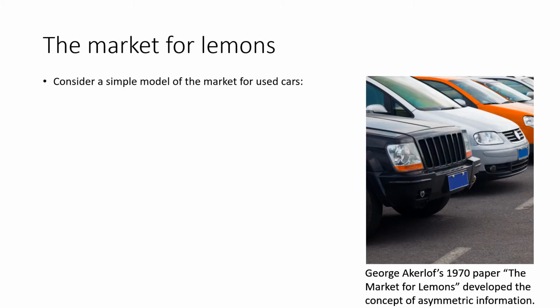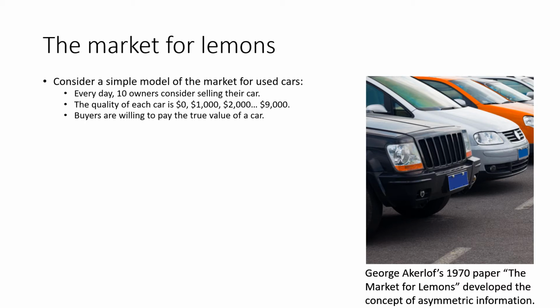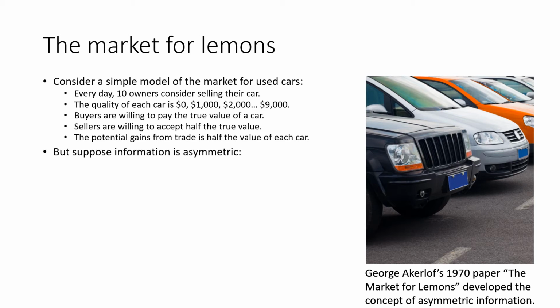The market for lemons. Consider a simple model of a market for used cars. Every day, 10 owners consider selling their car. The quality of each car is 0 to 9,000. Buyers are willing to pay the true value of the car, and sellers are willing to accept half the true value. The potential gains from trade is half the value of each car.